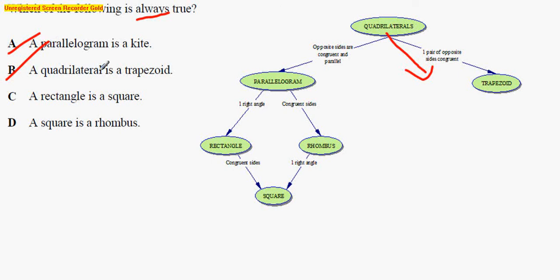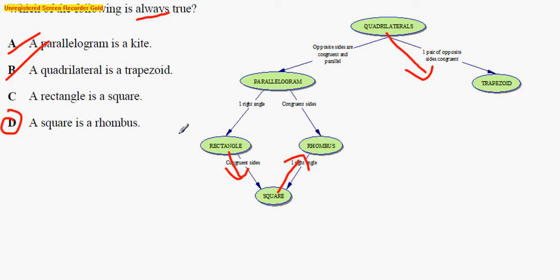A rectangle is a square. We're going downward, so again, that would be a sometimes. And then D, the last one here, a square is a rhombus. That must be it. Square to rhombus. We're going upward, so that is always, so D would be our answer.